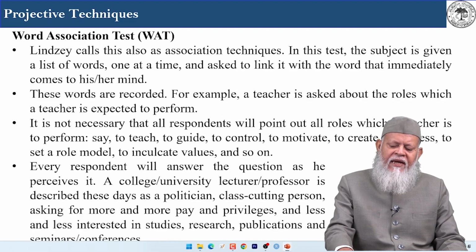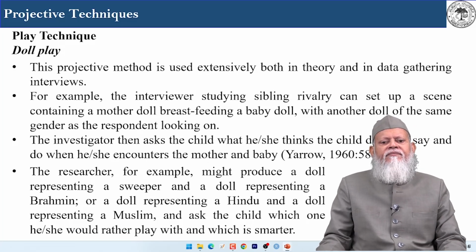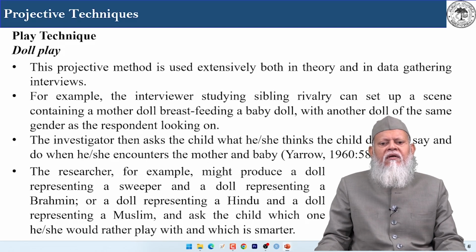And then the play technique, that is doll play. This projective method is used extensively both in theory and in data gathering interviews. For example, the interviewer studying sibling rivalry can set up a scene containing a mother doll breastfeeding a baby doll, with another doll of the same gender as the respondent looking on. The investigator then asks the child what he or she thinks the child doll will say and do when he encounters the mother and baby.